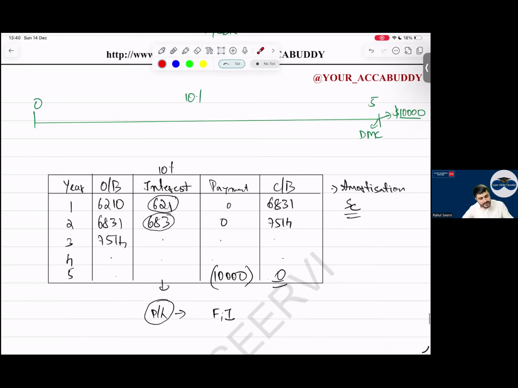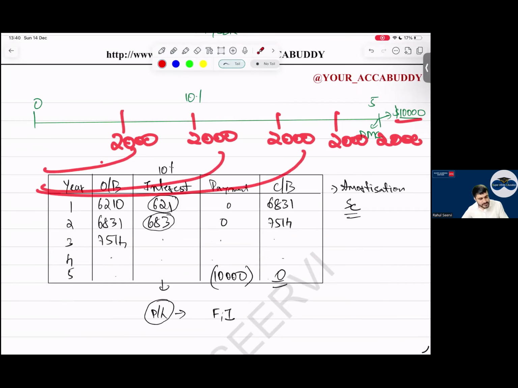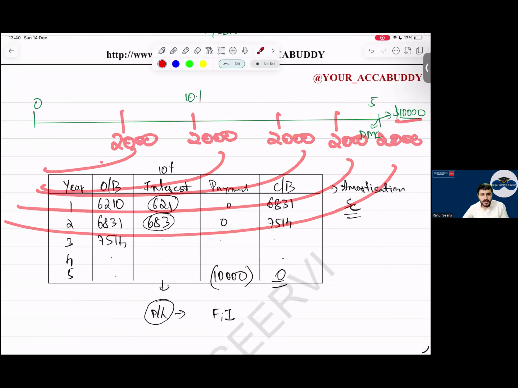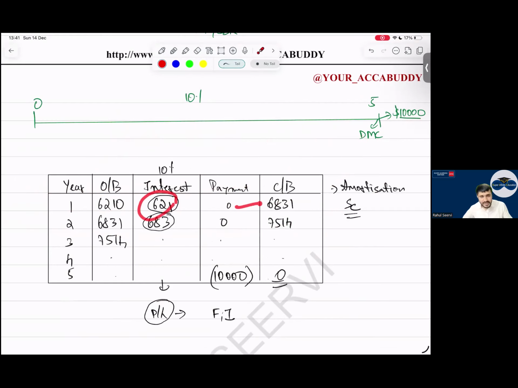Or instead of saying 10,000, I say every year 2,000, 2,000, 2,000. In that case, what should we do? So 2,000, 2,000, I discount it. I get my opening balance. On that, I charge interest. Is there any payment that is done in the first year? Yes, sir. Payment is done of 2,000. So I will record minus 2,000 every year. That also will become 0 ultimately.